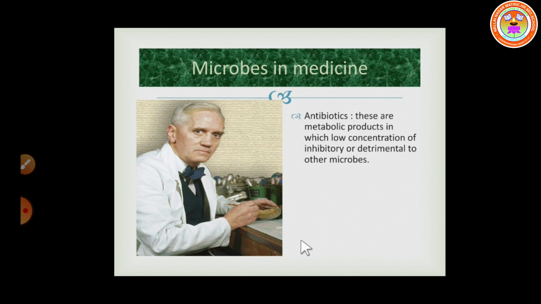Antibiotics. These are metabolic products of microorganisms. What are antibiotics? Antibiotics are metabolic products which, in low concentration, are inhibitory or detrimental to other microbes. In 1929, Alexander Fleming, you can see the picture of Alexander Fleming. This is a picture of the great scientist Alexander Fleming.